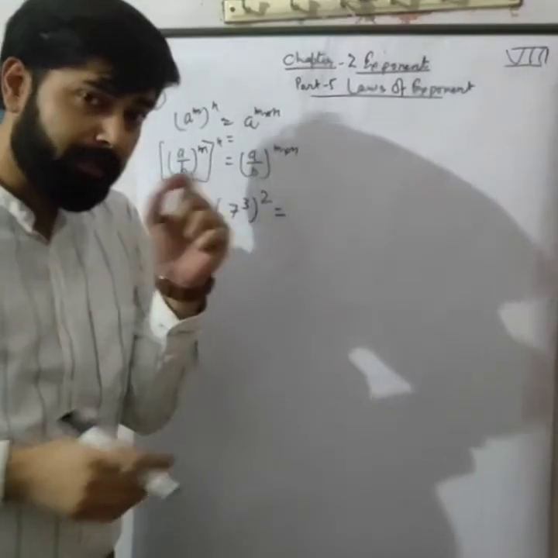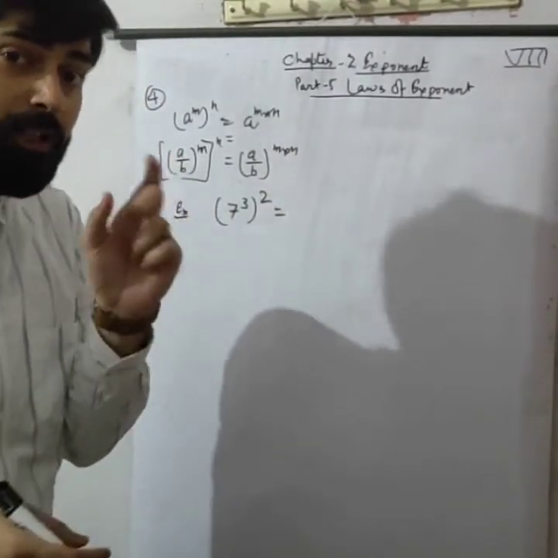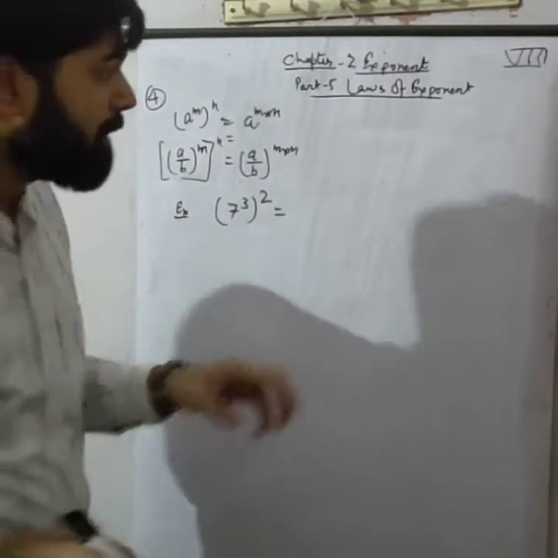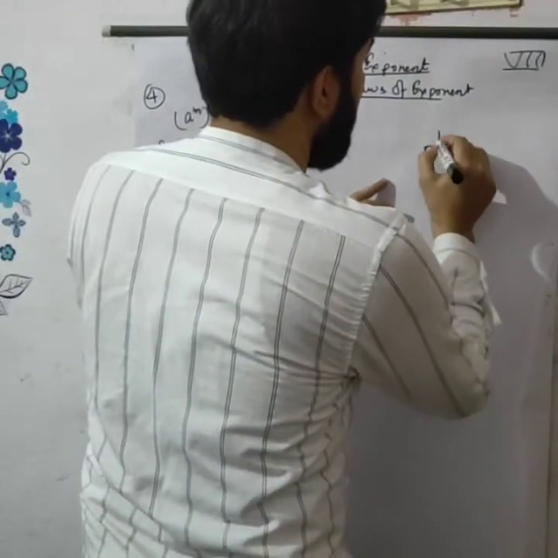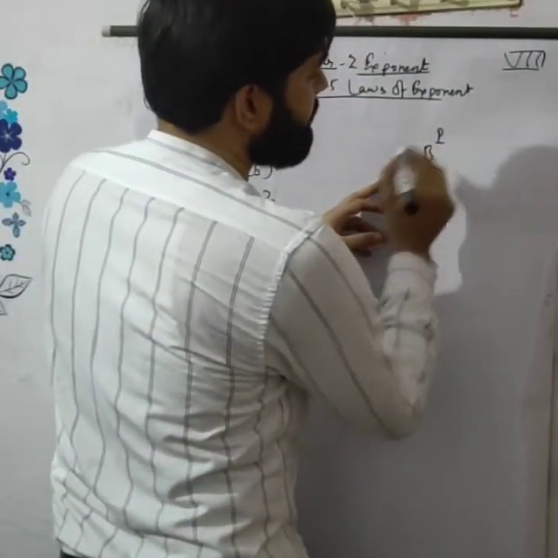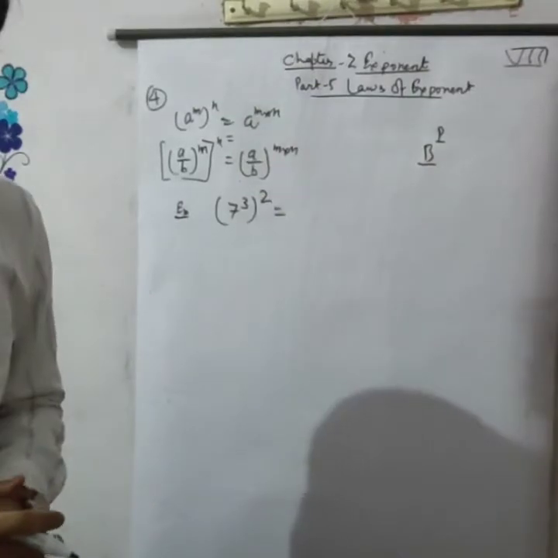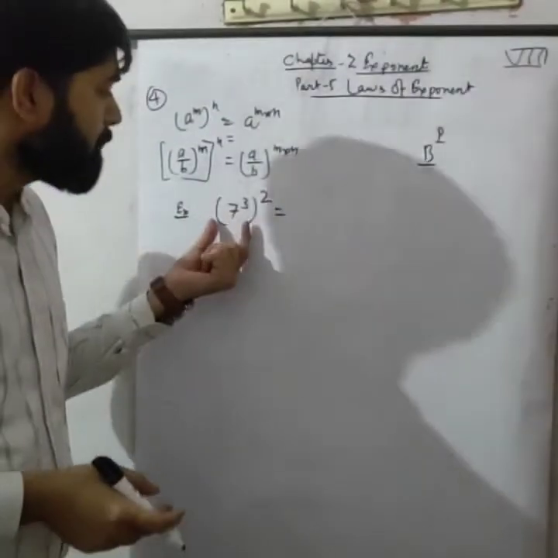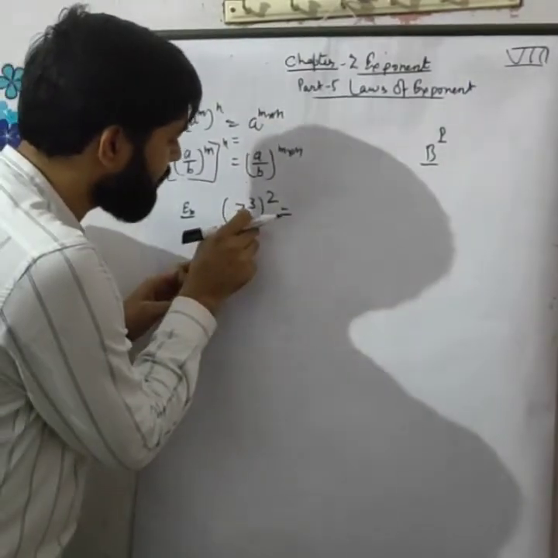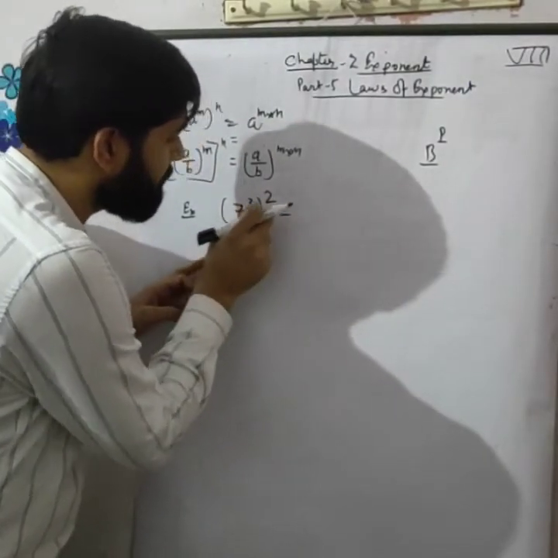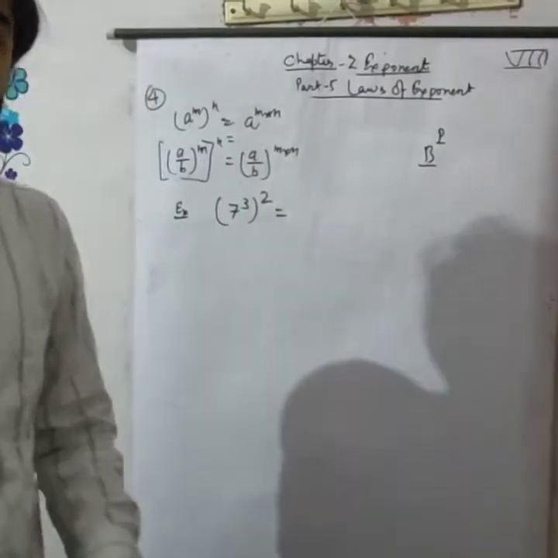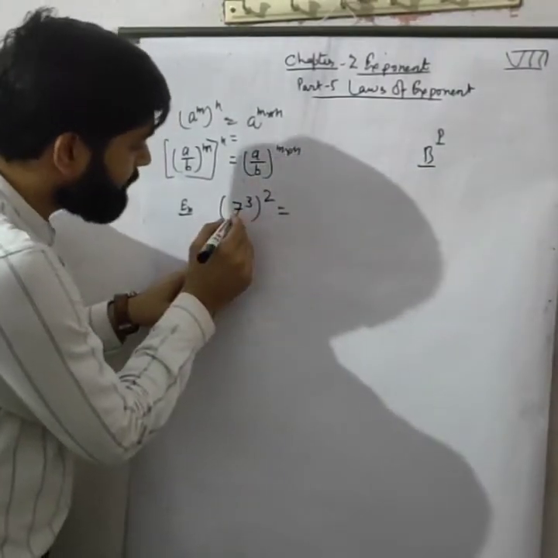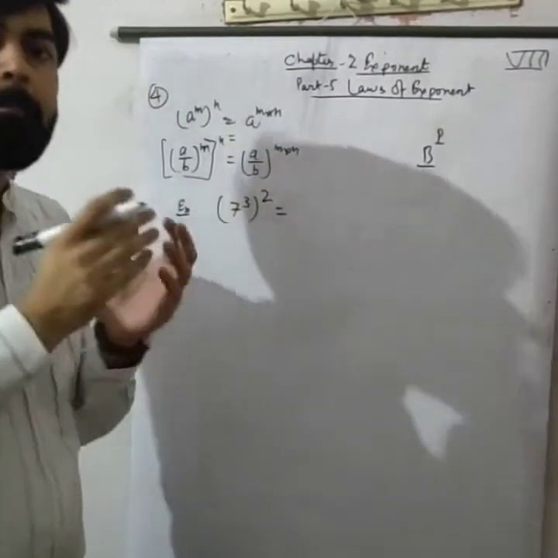Look here, in the exponential form there are two parts, base and power. This is the base and this is the power, and such numbers are called the exponential form. So look here, which one is the base? In 7 raised to the power 3, 7 is the base and 3 is the power.